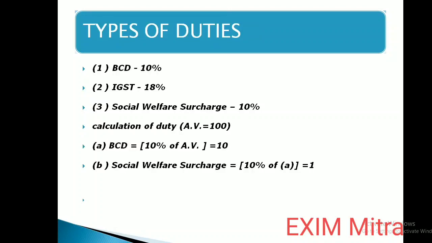Now social welfare surcharge is fixed irrespective of the chapter of the goods, it is 10%. So 10% of basic custom duty. It is not of the goods but of the basic custom duty. So it is 1 rupee. And IGST is levied on the sum of assessable value plus BCD plus social welfare surcharge. So on 100 rupees plus 10 rupees plus 1 rupee, IGST shall be calculated on the sum of all three components and at the prescribed rate of 18%.